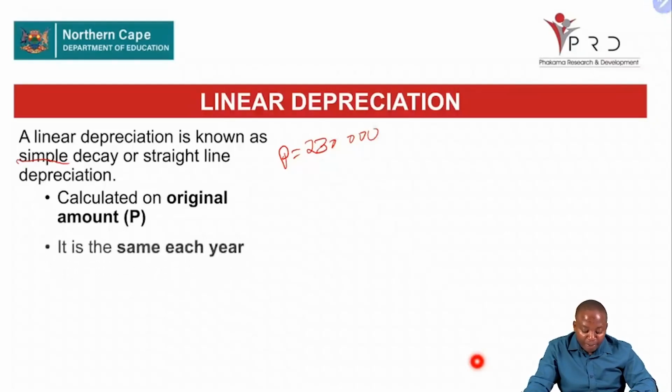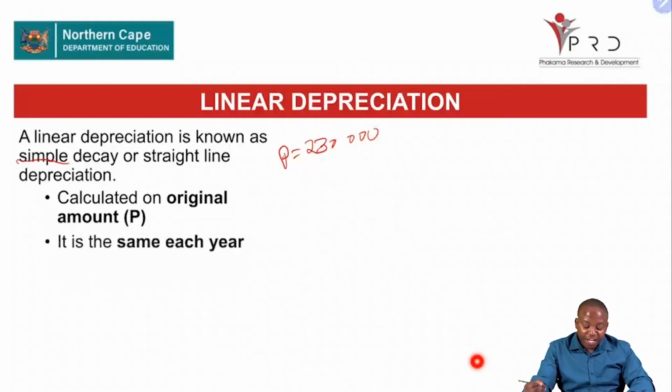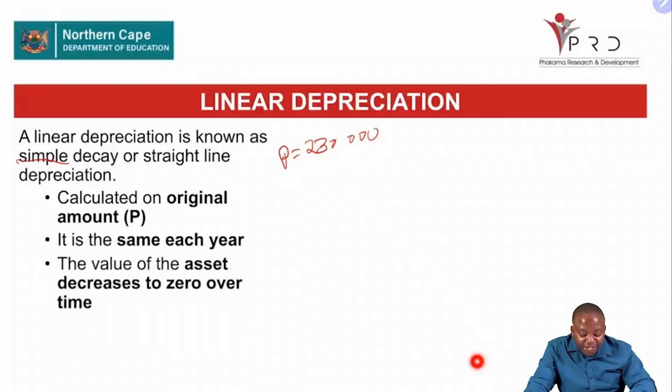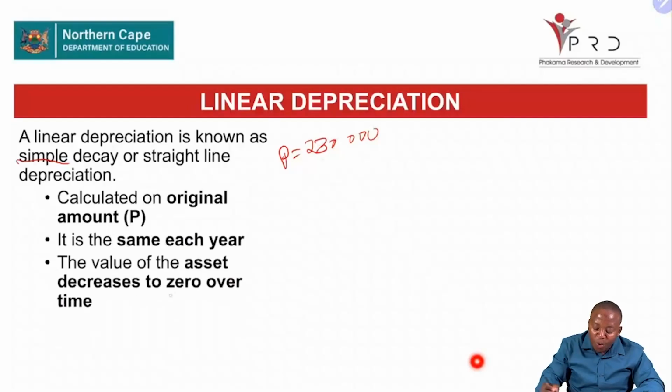When we move on, we must understand that under linear depreciation, it is the same each and every year. So it does not change. We calculate it once on the P, then it remains the same each and every year. If you are depreciating by 5,000, even in 2 years' time, we'll depreciate by 5,000 on the remaining balance. The value of an asset decreases to zero over time.